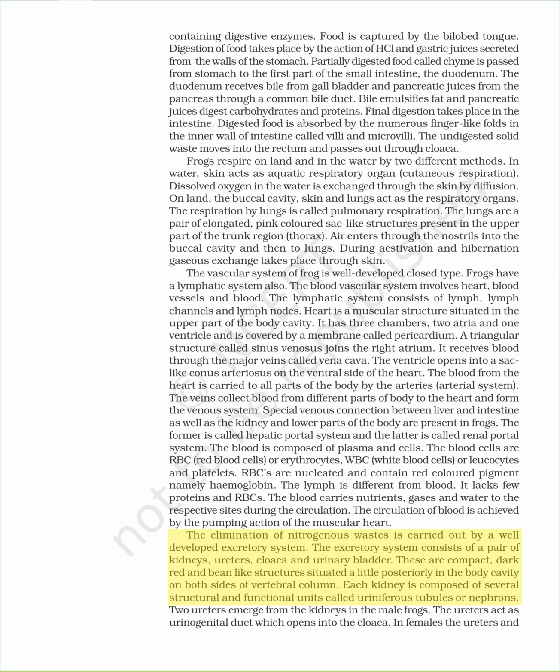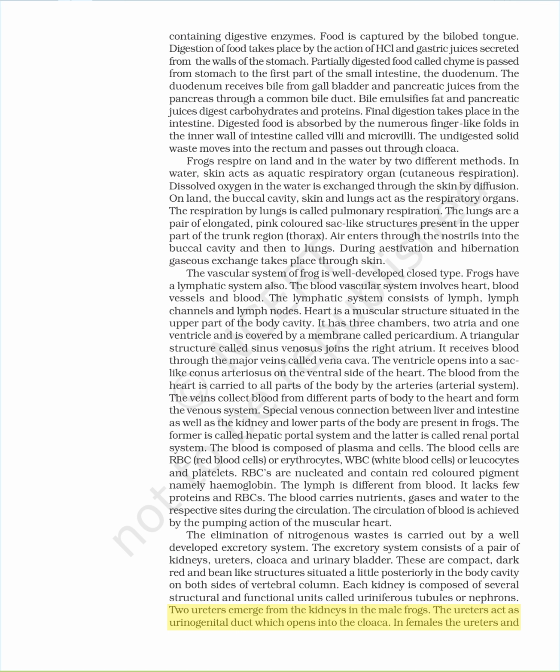The elimination of nitrogenous wastes is carried out by a well-developed excretory system. The excretory system consists of a pair of kidneys, ureters, cloaca, and urinary bladder. These are compact, dark red and bean-like structures situated a little posteriorly in the body cavity on both sides of the vertebral column. Each kidney is composed of several structural and functional units called uriniferous tubules or nephrons.